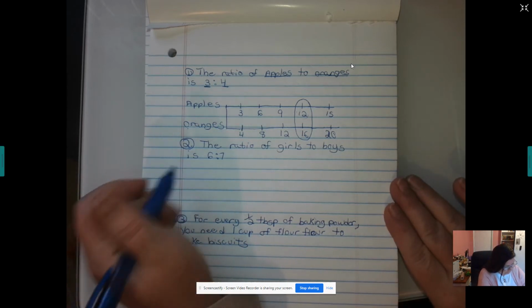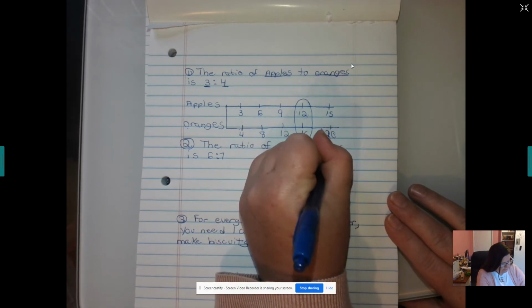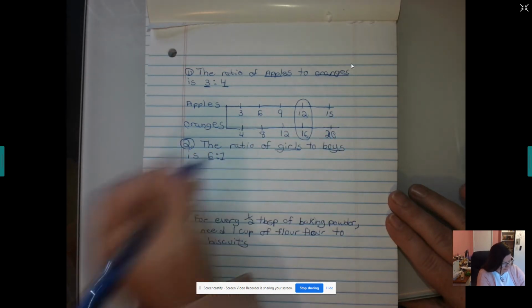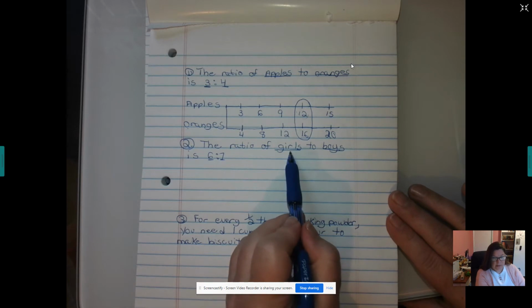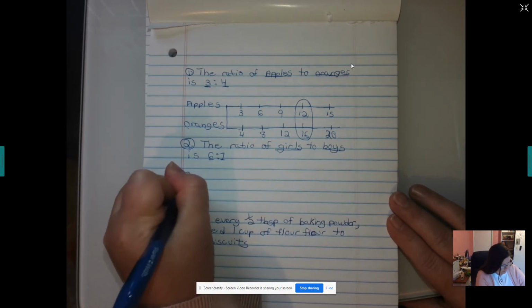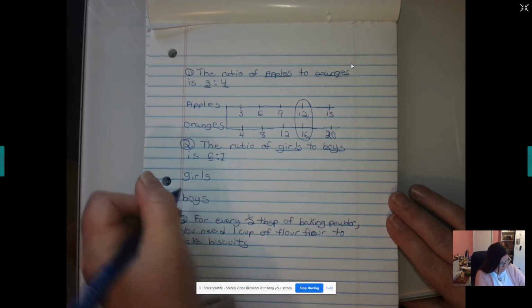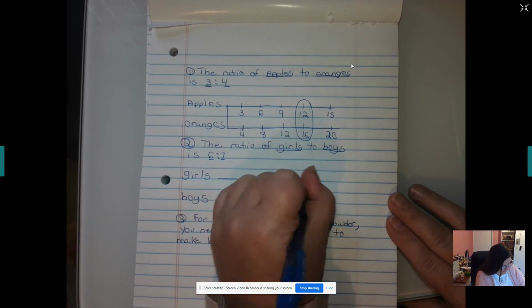Okay, let's do one more. We're going to do 2 more. The ratio of girls to boys is 6 to 7. So again, I noted who am I talking about? What am I comparing? I'm comparing girls to boys. So I wrote that down, and then I'm going to create my line.